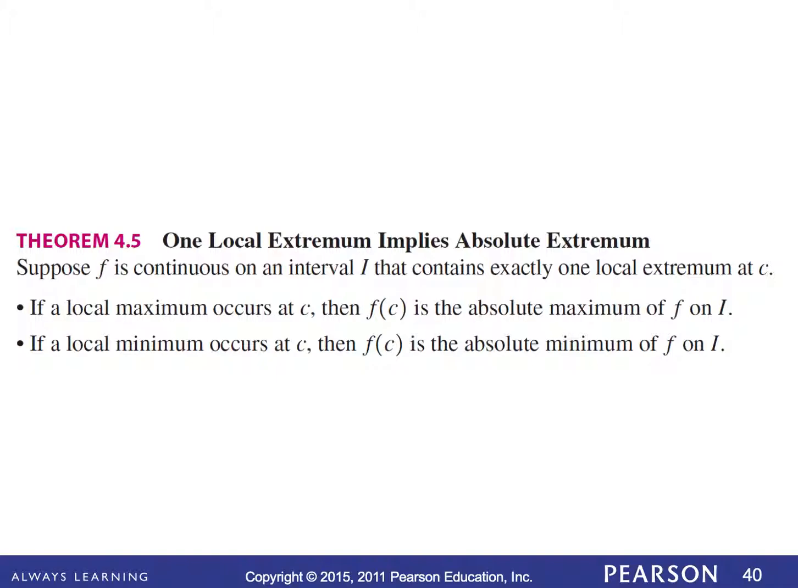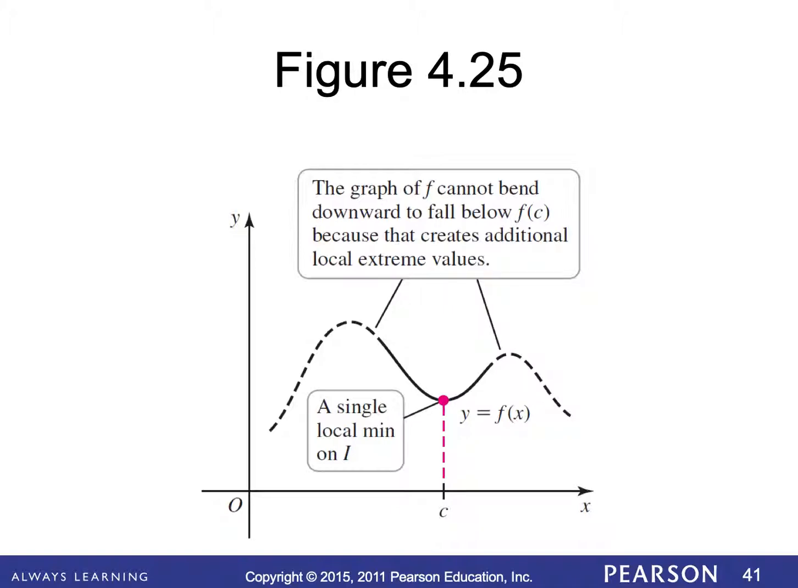If I have a local extrema, that implies there's going to be an absolute extrema. This is kind of a theorem. So if something is local, that kind of means you have more than one. So logically, it follows there should be an absolute. If you've got locals, there's going to be some highest or lowest point.